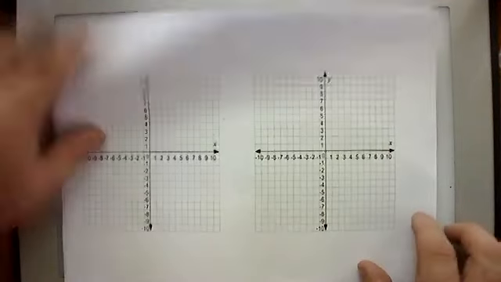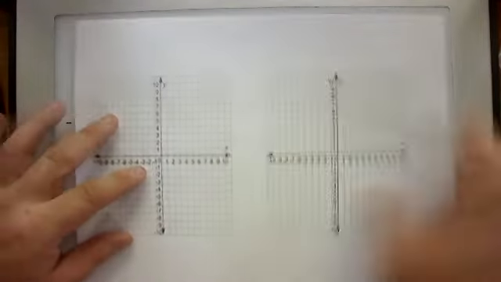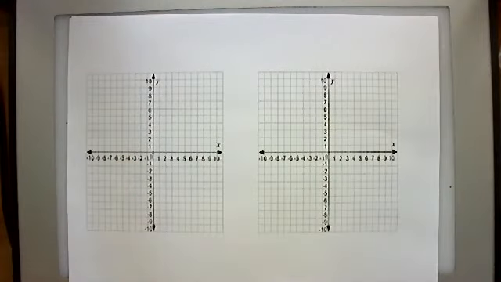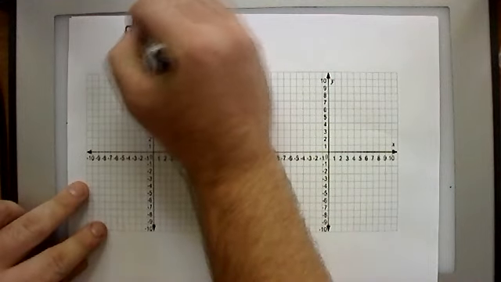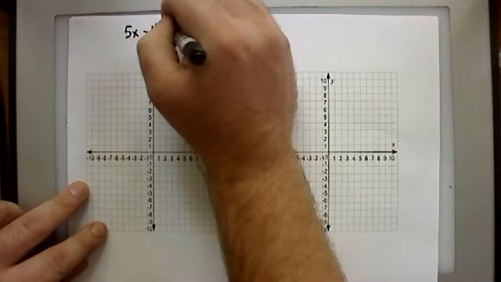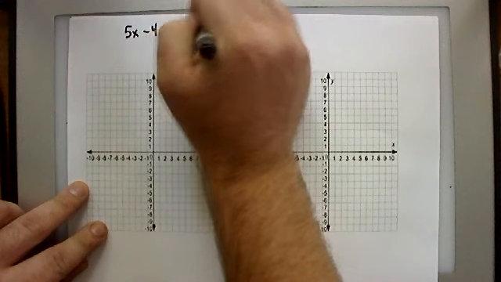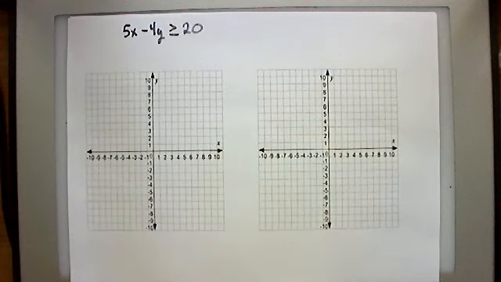Let's get another graph out here. So let's say you were asked to graph something like 5x minus 4y is greater than or equal to 20, all right? Now, the thing is here, obviously, this is not in y equals mx plus b. So that's the only really other thing that could mess you up, is getting this in y equals mx plus b. We'll go ahead and do that over here.